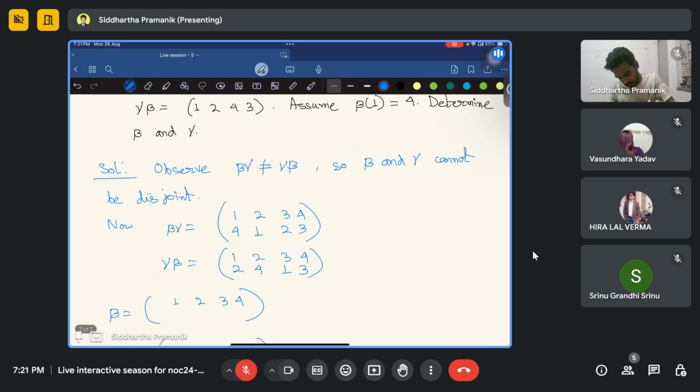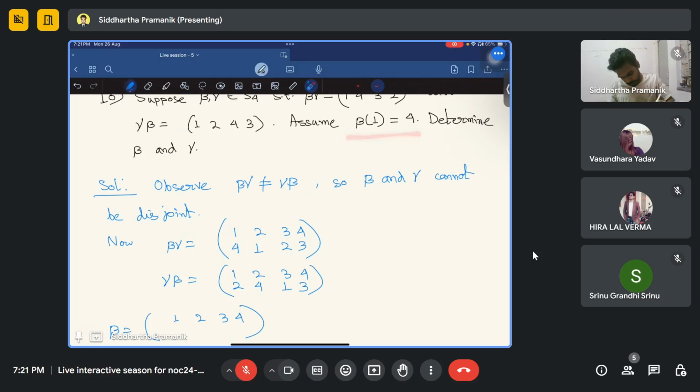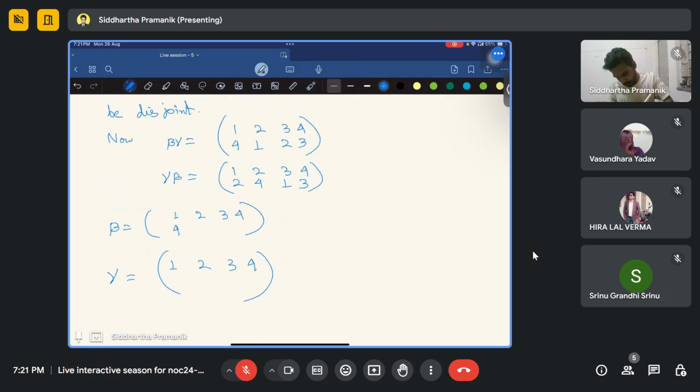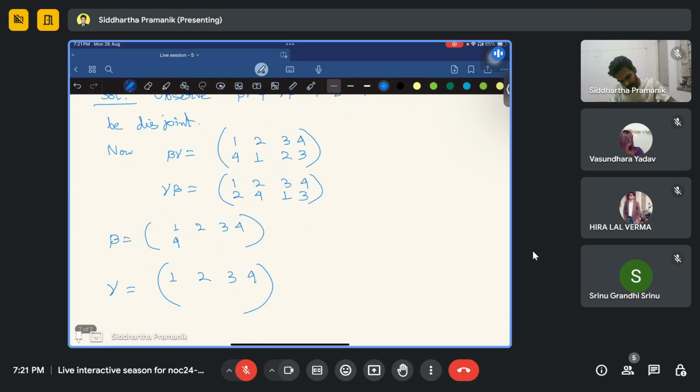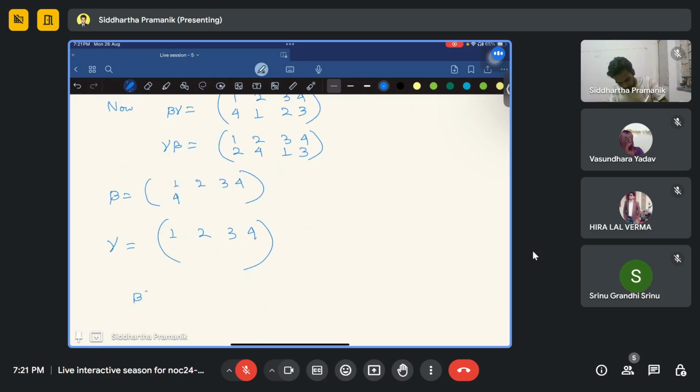So given that beta of 1 is 4, let's just write that. Now using this information we need to find these other entries. So how can we do that? Observe that beta of 1 equals 4, this is given. So let's apply gamma. Gamma beta of 1 is equal to gamma of 4, right?